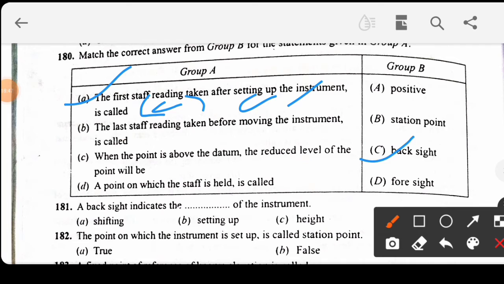The last staff reading taken before removing the instrument is foresight. Correct answer D. When the point is above the datum, the reduced level of the point will be positive. ये वाला ये होगा.